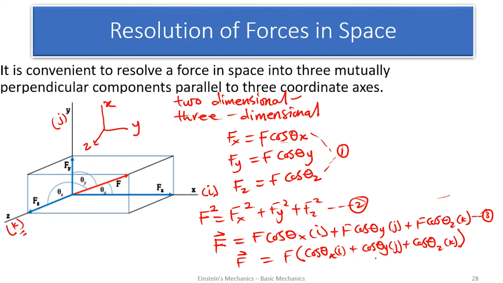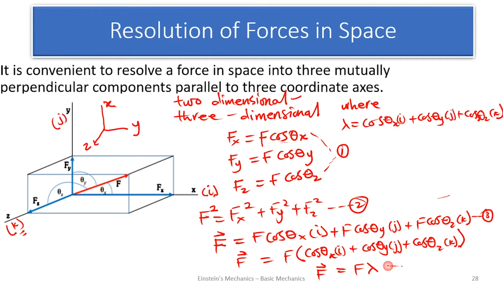And we can also replace all this cos theta x, cos theta y, cos theta z with something called lambda. So we can say finally our vector force is equal to the magnitude of the force times lambda, where this lambda is equal to cosine theta x i plus cosine theta y j plus cosine theta z k. So that's another, fourth formula.